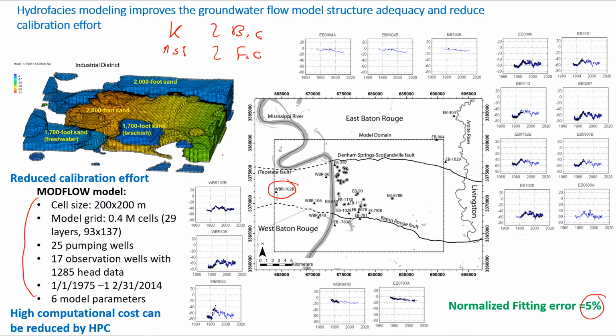Because I have a rigorous representation of my subsurface. Like I have a high fidelity model. So this is an example of a simple, high fidelity model. Why high fidelity? Because I'm capturing all the heterogeneity of the aquifer. But why is it simple? Because I only have 6 parameters to calibrate.